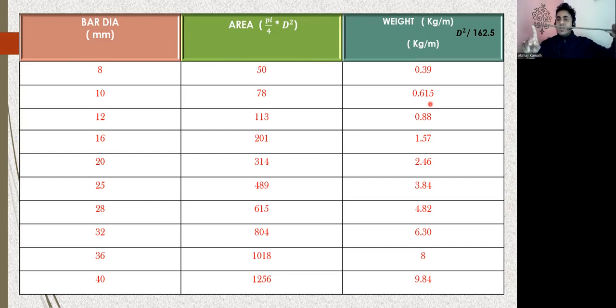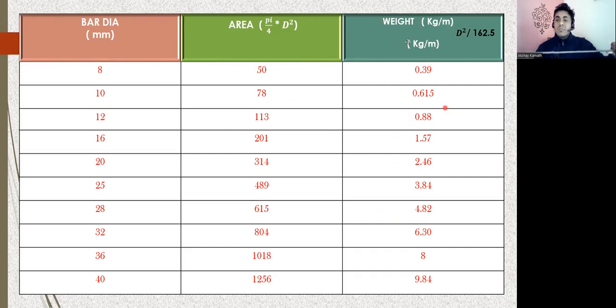So let us say this length from here to here is 1 meter. If I weigh this 8 mm bar of 1 meter length on a weighing machine, it's going to weigh 0.39 kg. Suppose I take a 10 mm bar of 1 meter length, it's going to weigh 0.615 kg. If I take a 12 mm bar of 1 meter length, it will weigh 0.88 kg. In this way, all these are the weights of my bar.